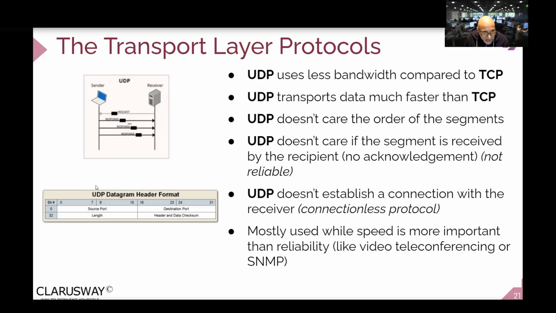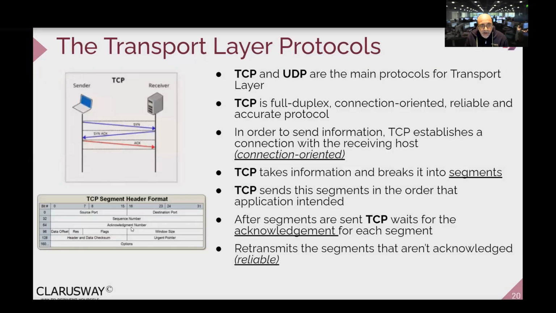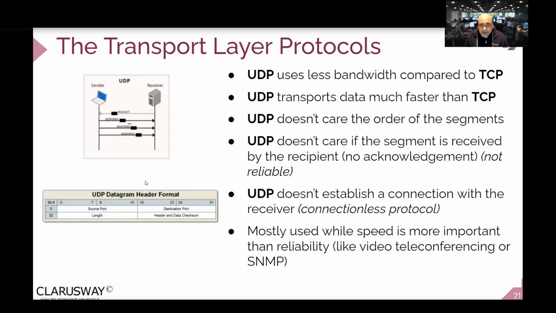Right? So if you look at the segment format or the header format, you can see all it has here is the source port, the destination port. It's got a length and a checksum, but if you compare it to the size of this, it's much smaller, right? Which means this is going to go across much faster. It uses less bandwidth, right?